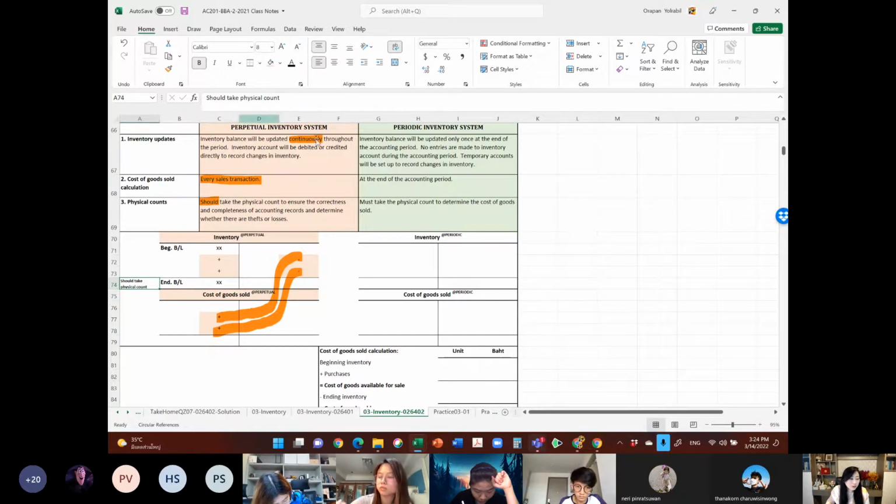Still you should take the physical count even though you know the ending balance already. And over here, you can also calculate the balance of the cost of goods sold for that whole period, because you continuously update the balance of the inventory, and you charge the cost of the goods that are sold directly to the cost of goods sold for each and every sale transaction. So you know the balance at the end of the period, no problem.